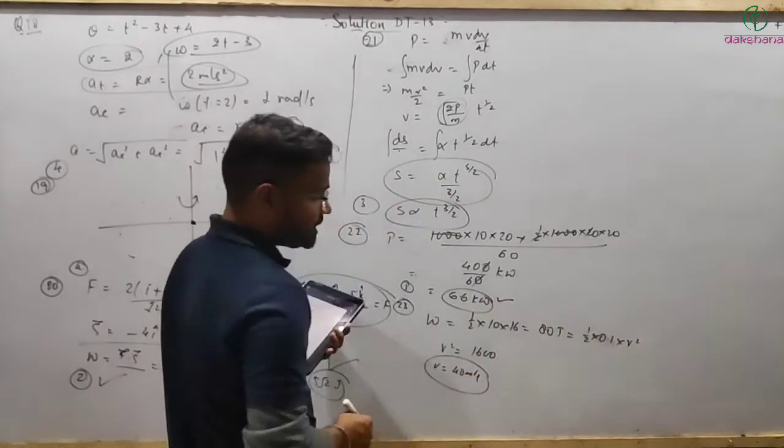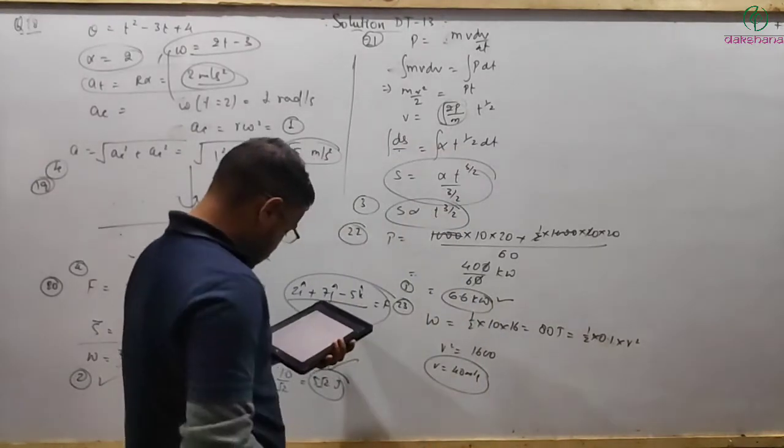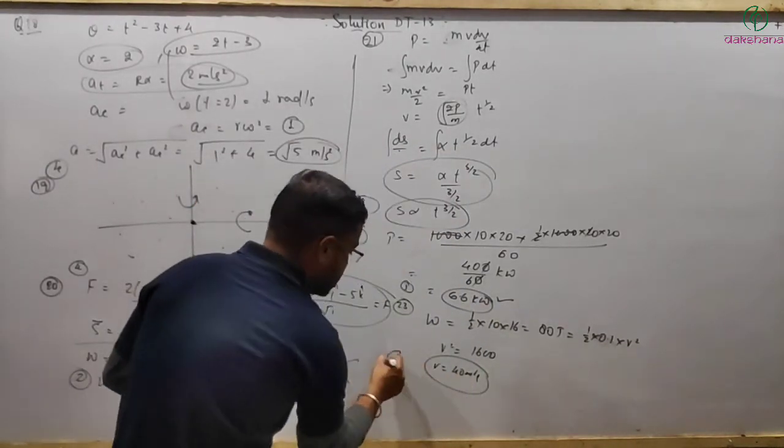2 into 8 160 and 0.1, so that's all. So the speed is 40 meter per second, that is matching with option number 3.